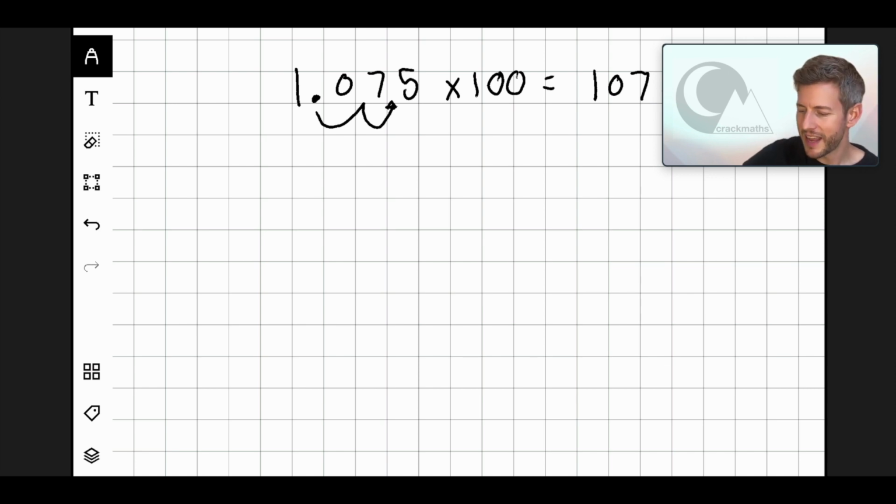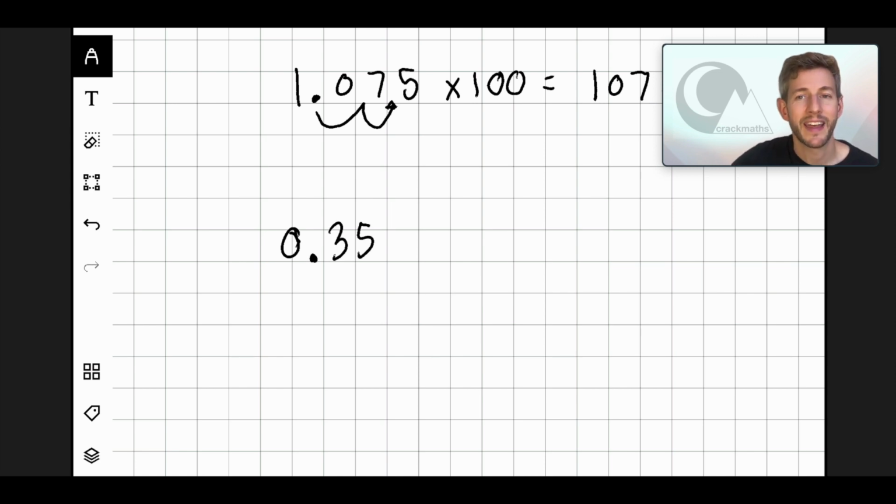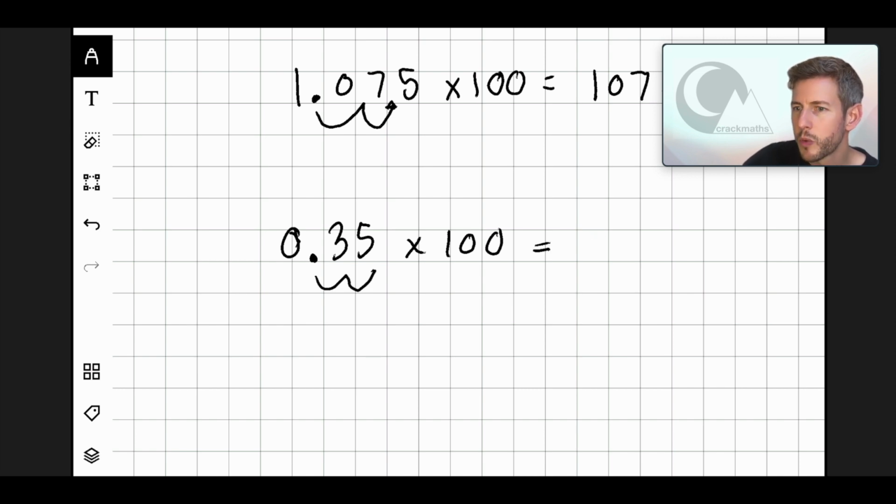So let's say we've got 0.35. Okay, here is our decimal and we want to convert it into a fraction. So first, let's convert it into a percentage. So this is going to equal once, twice. This is going to equal 35%.